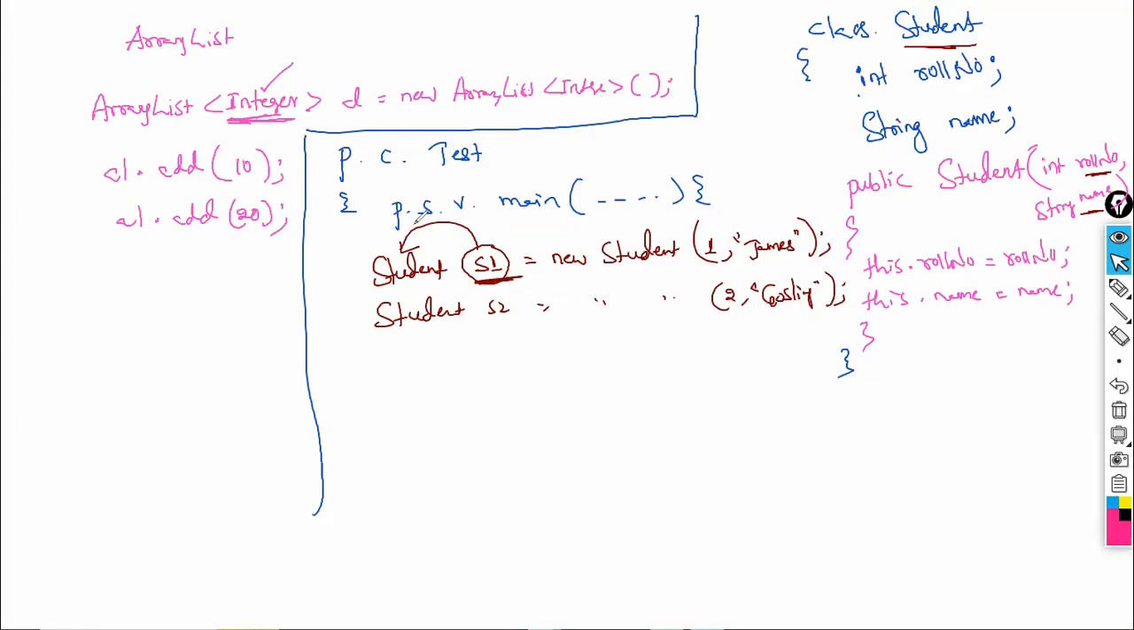Student type of object, correct or not? This s2 is also a student type of object. Previously this integer is what? Integer kind of object. But here s1 is what? Student type of object. Now can we make these customized objects as a collection? The last point. Possible or not possible?